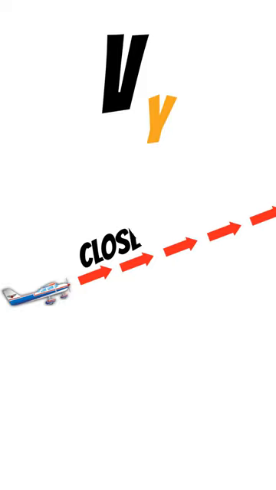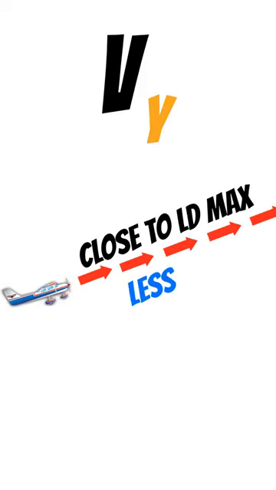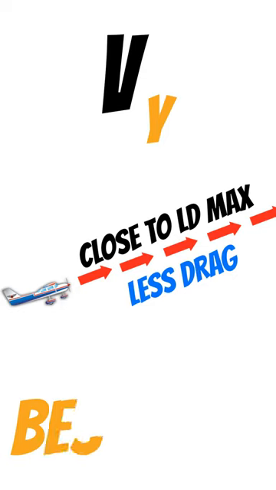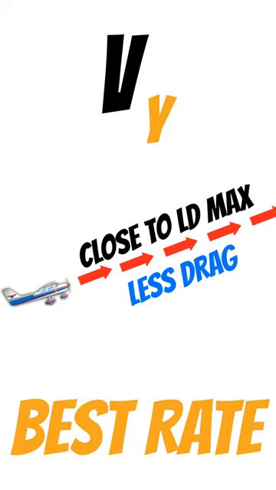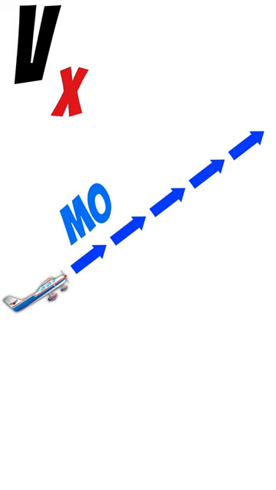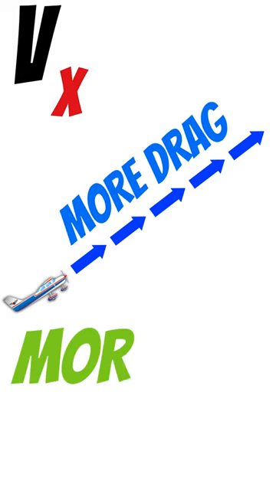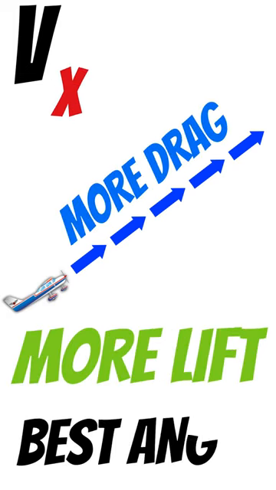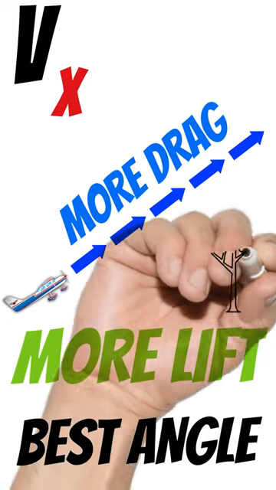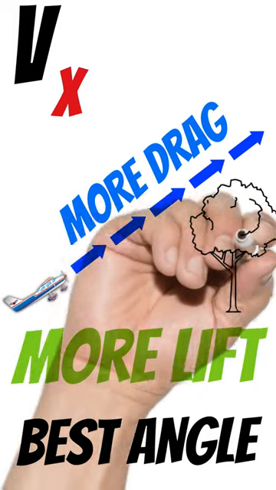If we climb out at VY, we're climbing at an airspeed close to L/D max, which means we're climbing with less drag, and this allows us to climb at the best rate. If we pitch up a little more and climb at VX, which is a slower airspeed, we're inducing more drag, but we're also creating more lift. This allows us to climb at a steeper angle, which is better when you're trying to clear a tree or some other obstacle at the end of the runway.